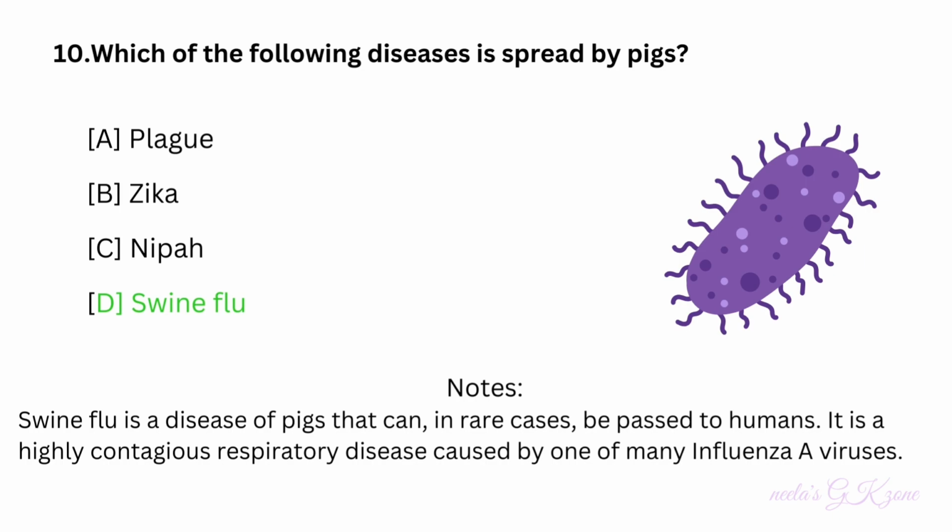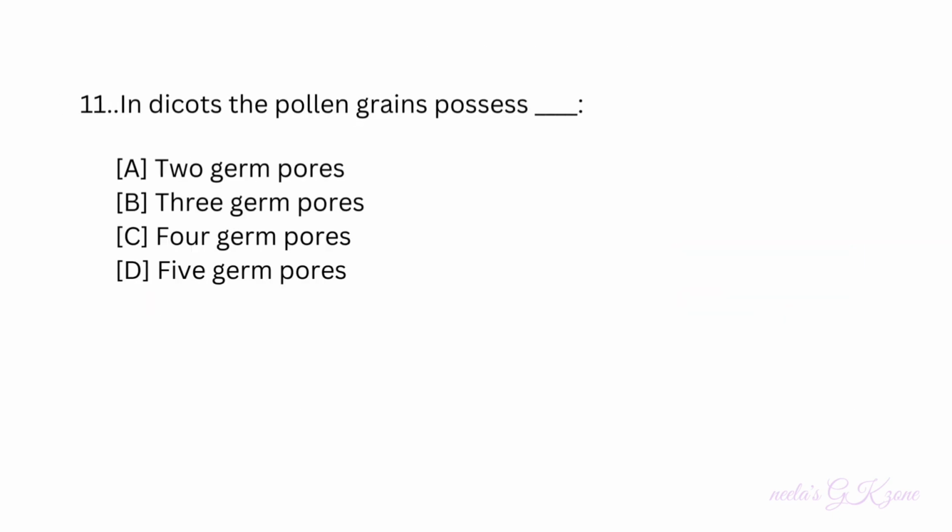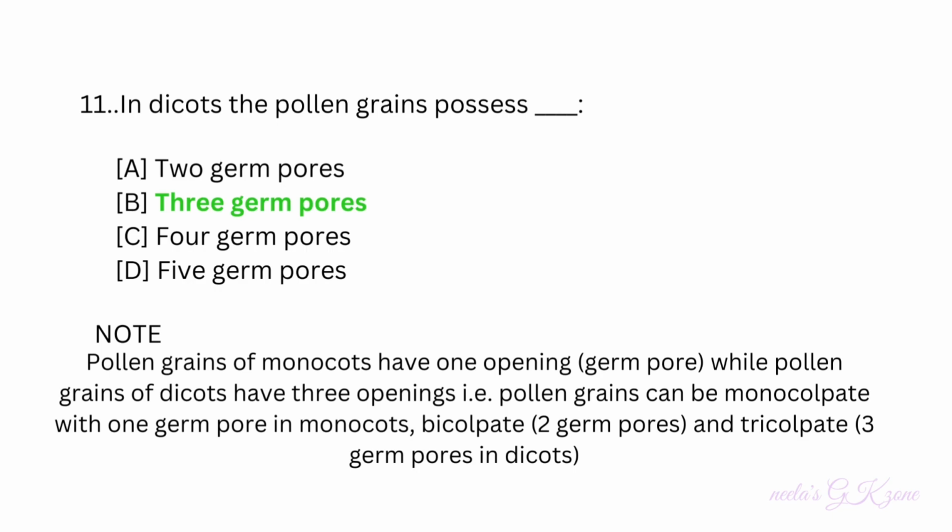And the next question is: in dicots, the pollen grains possess: options are two germ pores, three germ pores, four germ pores, and five germ pores. And the answer is three germ pores. Pollen grains of monocots have one opening, a germ pore, while pollen grains of dicots have three openings. That is, pollen grains can be monocolpate with one germ pore in monocots, bicolpate with two germ pores, and tricolpate with three germ pores in dicots.